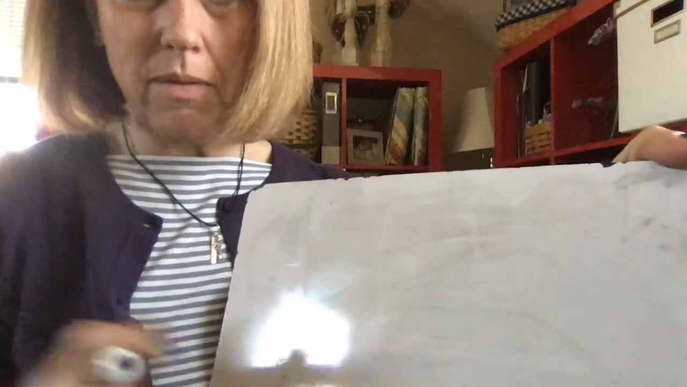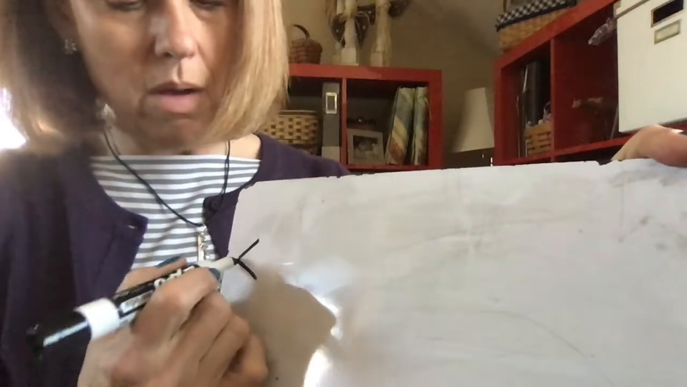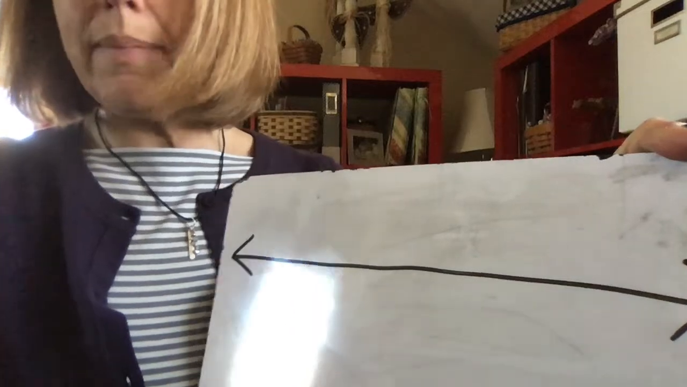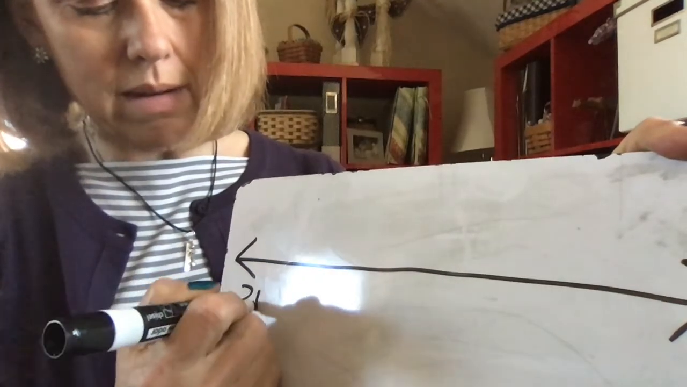I'm going to show you one more way to do it, in case your brain doesn't like either one of those ways. Let's try it this way. I want you to be able to see my whole board, so let me come over this way. All right, I'm going to do an open number line chunk all the way across my board. I'm starting at 214.